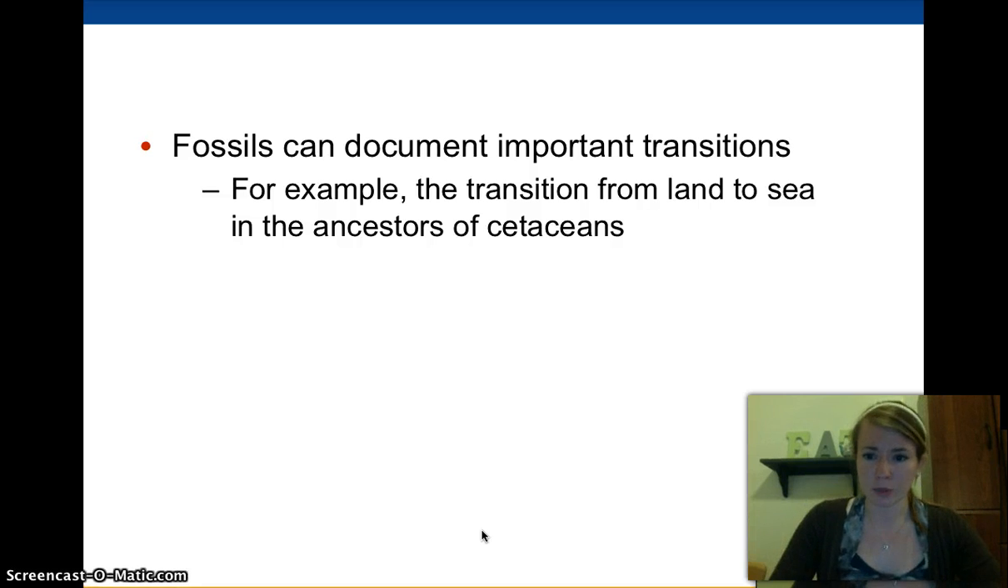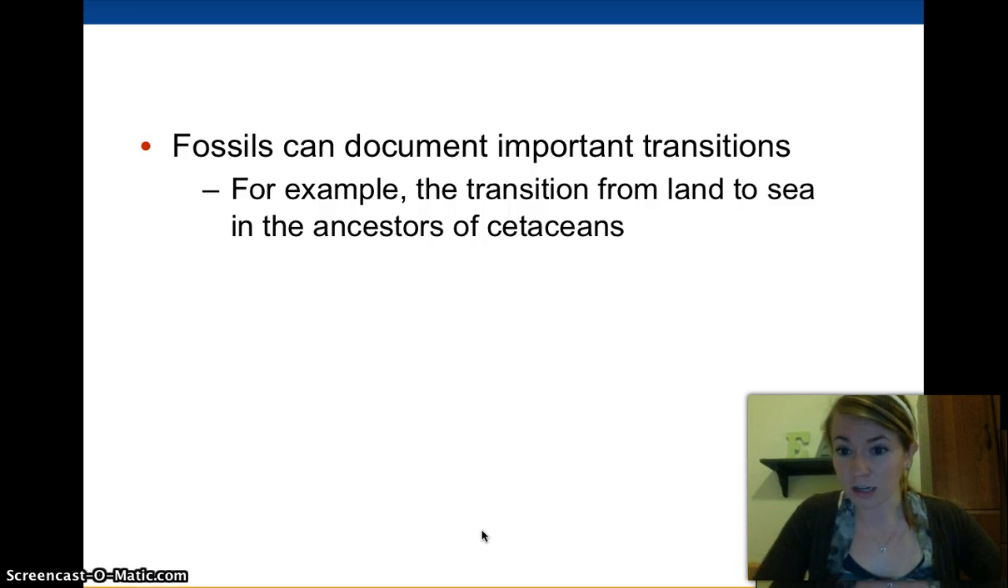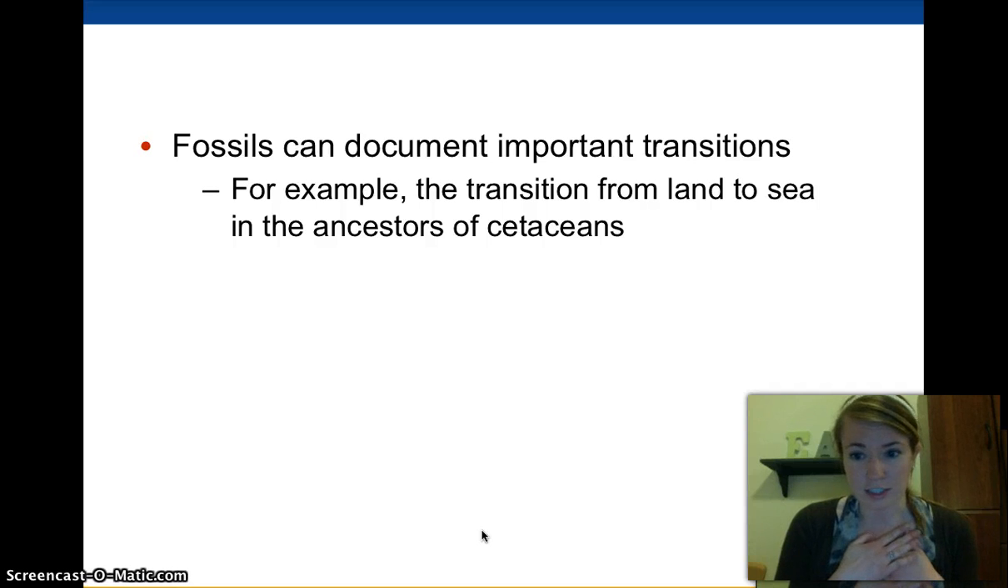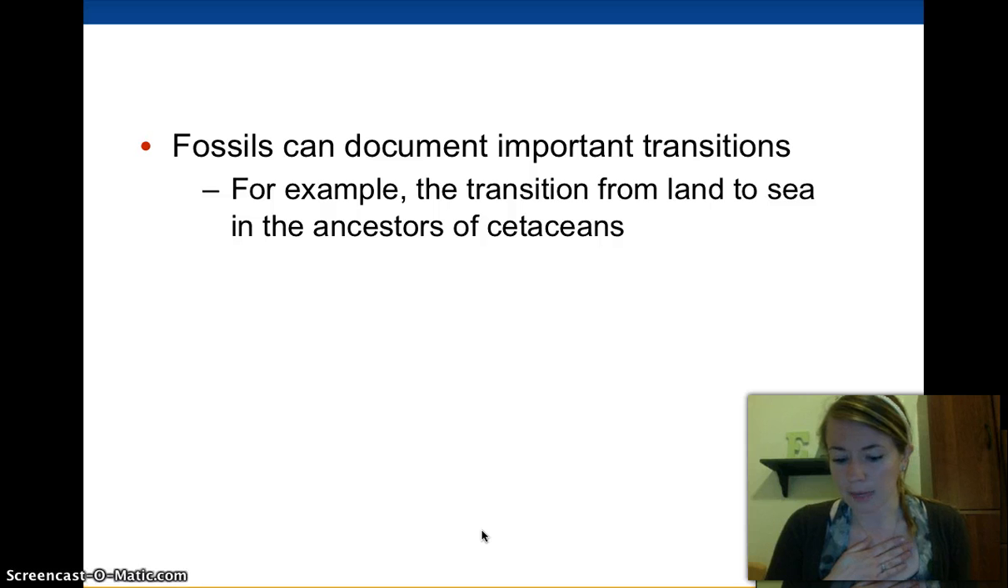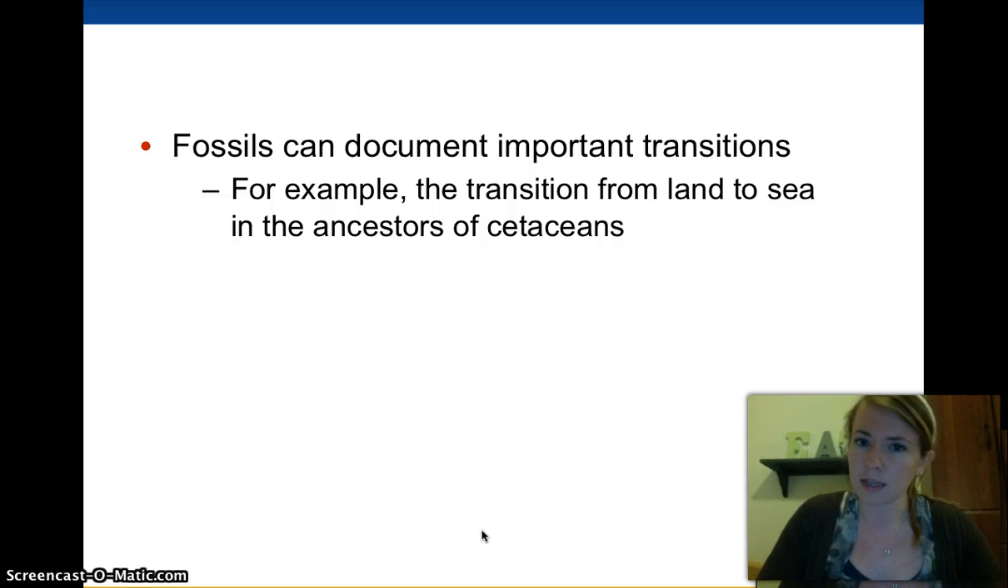So we can see important transitions. We can actually see when living things moved into the ocean or moved out of the ocean. For example, the ancestors of all living things used to live in the ocean. But whales live in the ocean, and their ancestors used to live on land. So we can see these kinds of things in the fossil record.